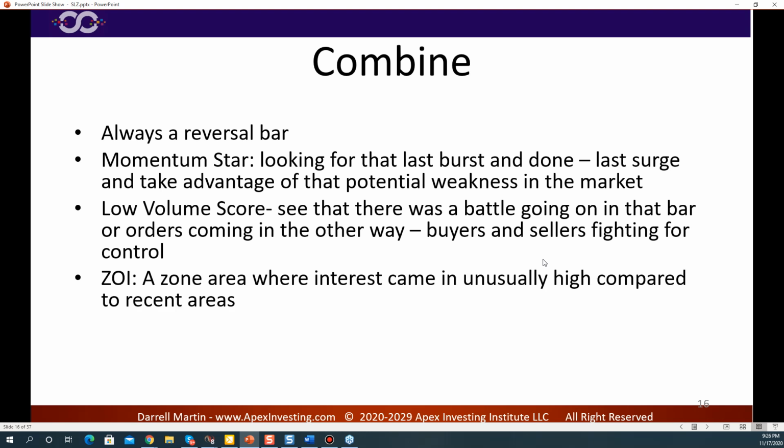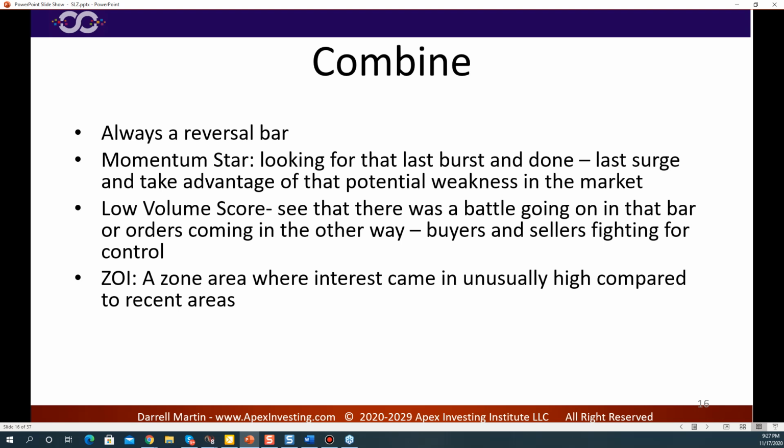Okay. And then in addition to that, we add in a zone of interest. That can be on that bar or the bar before, where there was some interest coming in that was unusually high compared to the recent areas in the last X number of bars. So right before that reversal bar, there was a momentum star that might have been the last burst and burnout. There was a low volume score showing us that there was a battle, and there was some interest coming in on that bar.